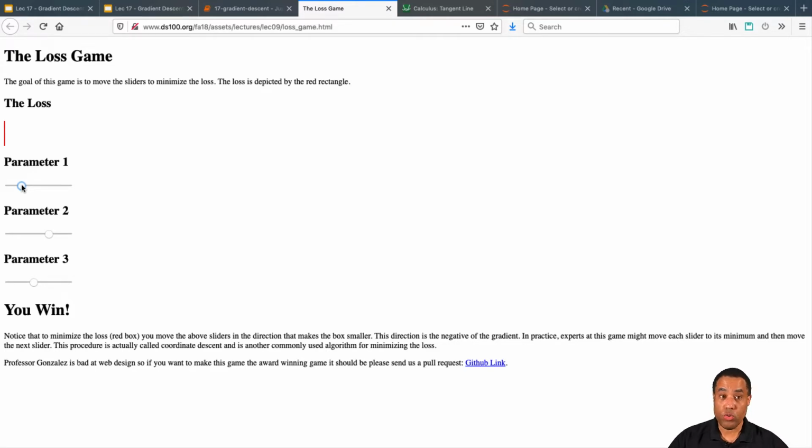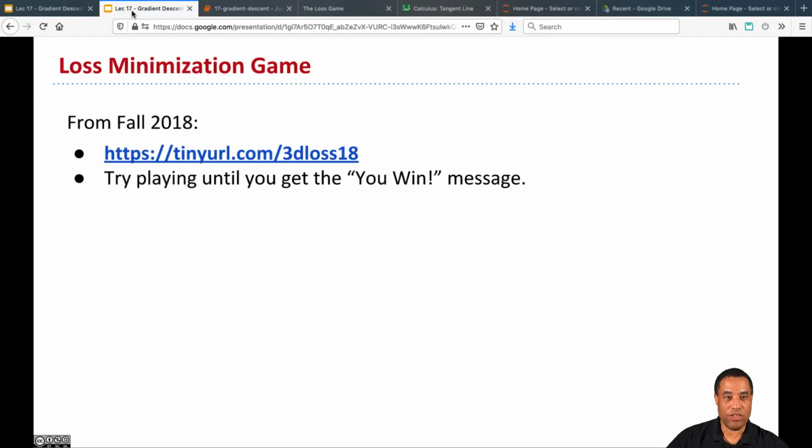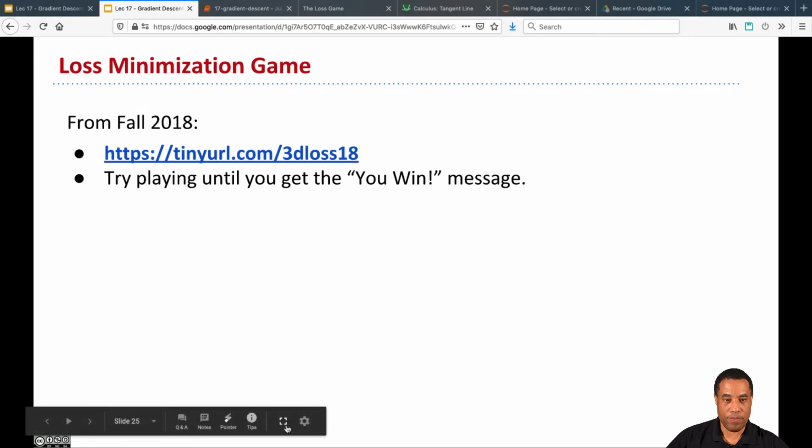So this approach where I adjust parameter 1 to try and minimize the loss, and then I adjust parameter 2, and then I adjust parameter 3, and I just keep iterating through that, this is called coordinate descent. And it's similar to gradient descent in that it's another commonly used algorithm that we use to minimize loss. All right. So now after a little bit of fun, let's go back to our slides.